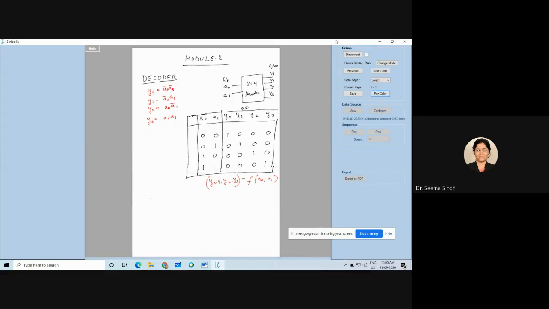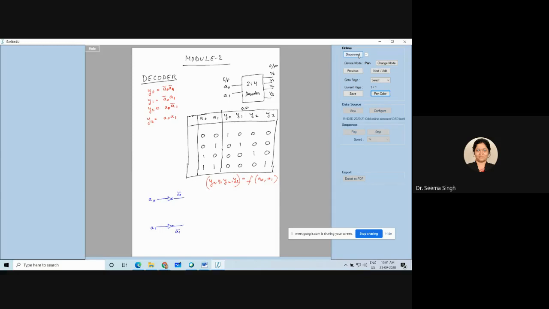You will be having your A0. AND gate and NOT gate. Yes, AND gate and NOT gate. Two NOT gates and four AND gates will work, right? So you can simply start writing your A0, and you will have your A0 bar. You will have A1 and you will have A1 bar.